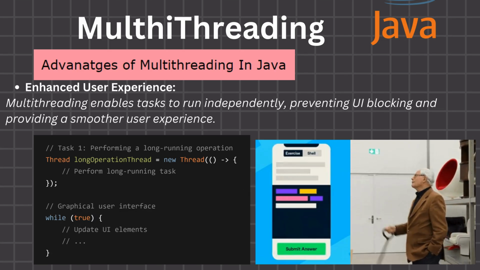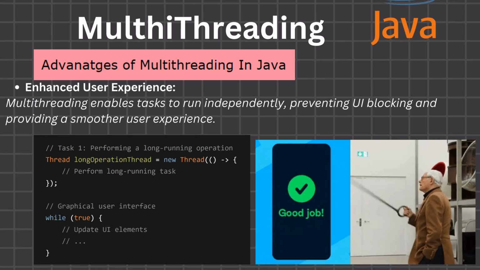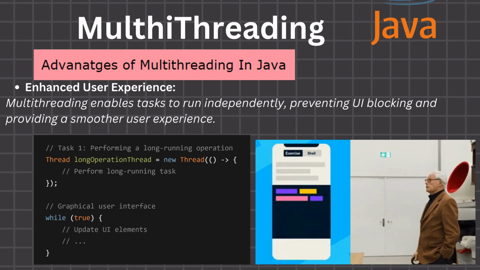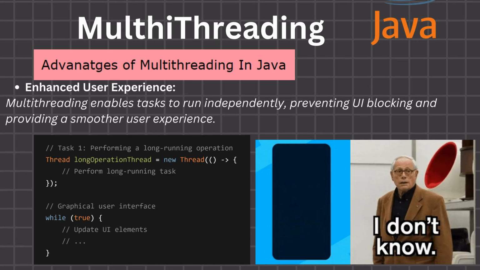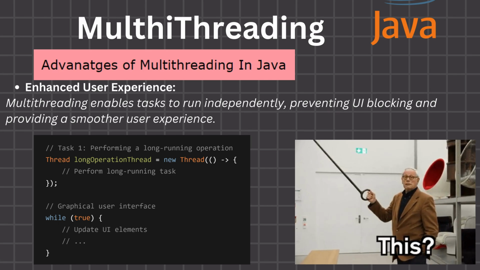Another advantage of multithreading is that it can greatly enhance the user experience of a program. By allowing tasks to run independently, multithreading prevents the user interface from becoming unresponsive or blocked, providing a smoother and more responsive user experience.